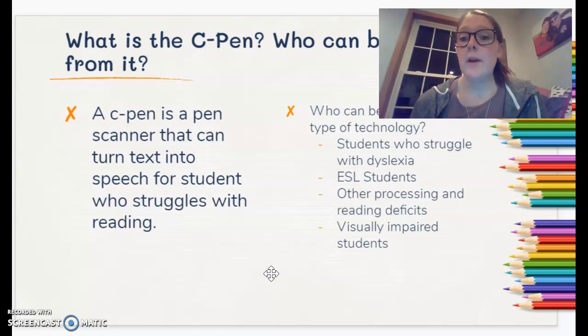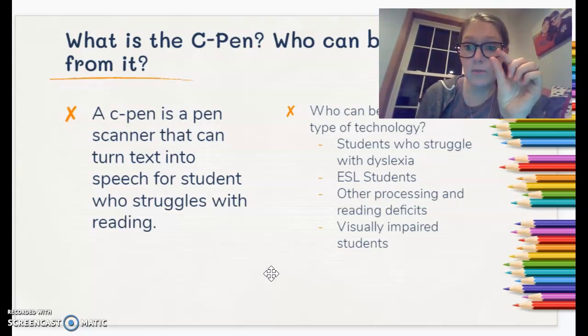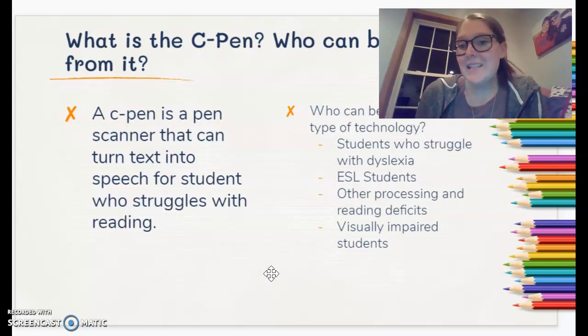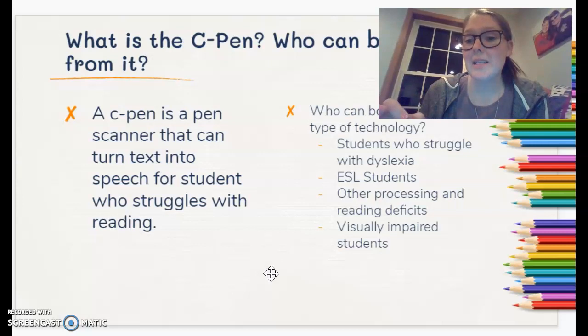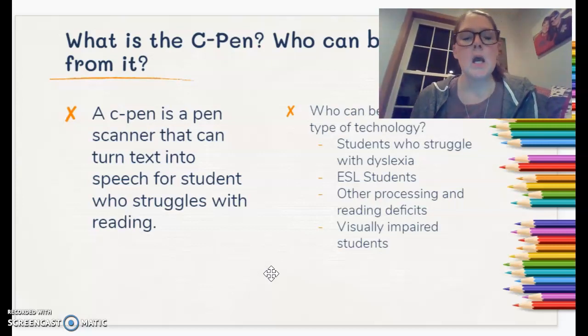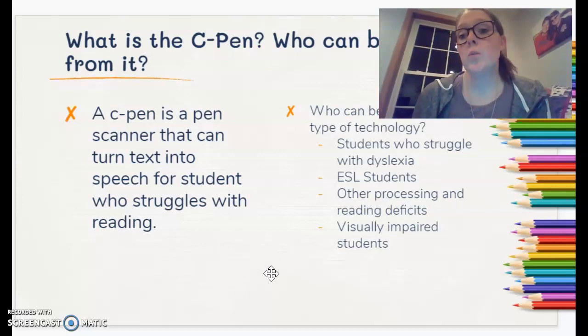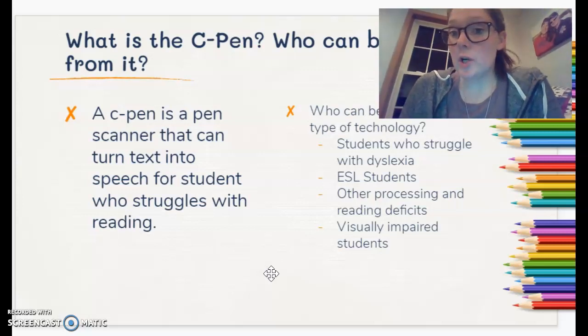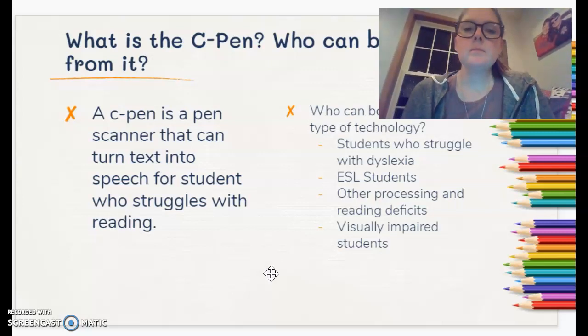And then the visually impaired students who, you have a textbook for the class and the textbook only comes with the really small font, but they can't see that. So another option for them would be to use this pen to scan things and listen to it instead. And that was a huge reason why we used it last year with the student that I had.